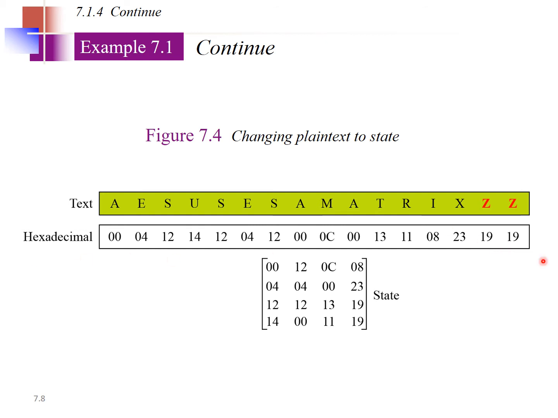So this will be represented in a matrix format like this. Since this plain text consists of 128 bits, we can represent it like this. That is 4 bytes per row, like that 16 bytes, 16 into 8, that is 128 bits will be there in this matrix.